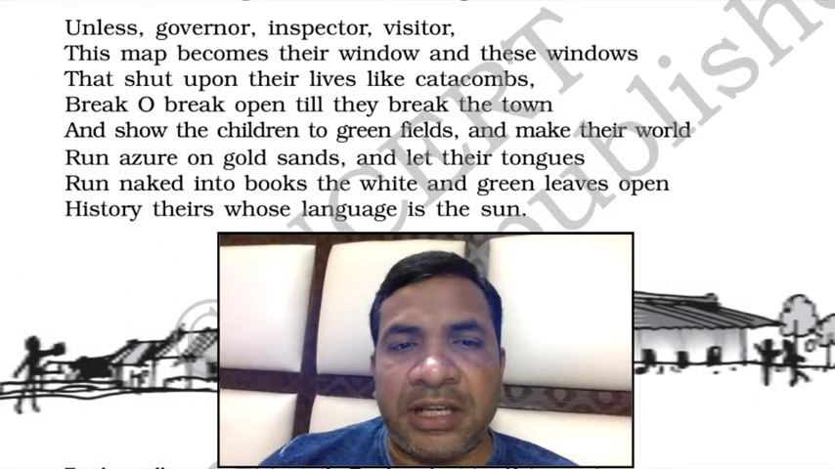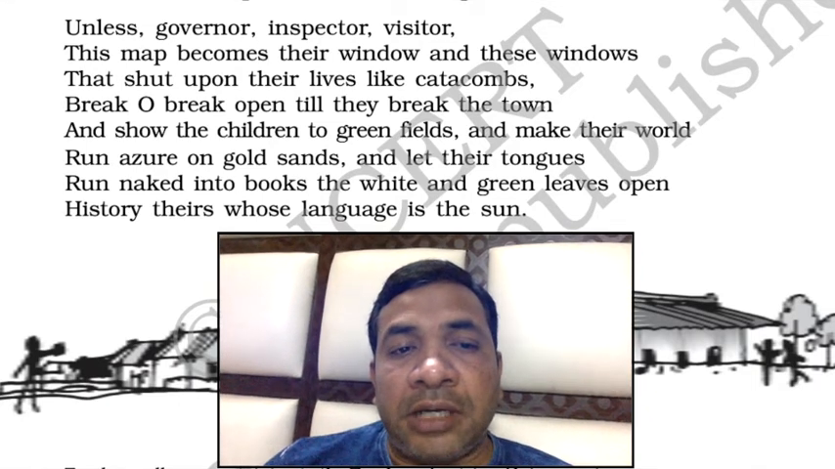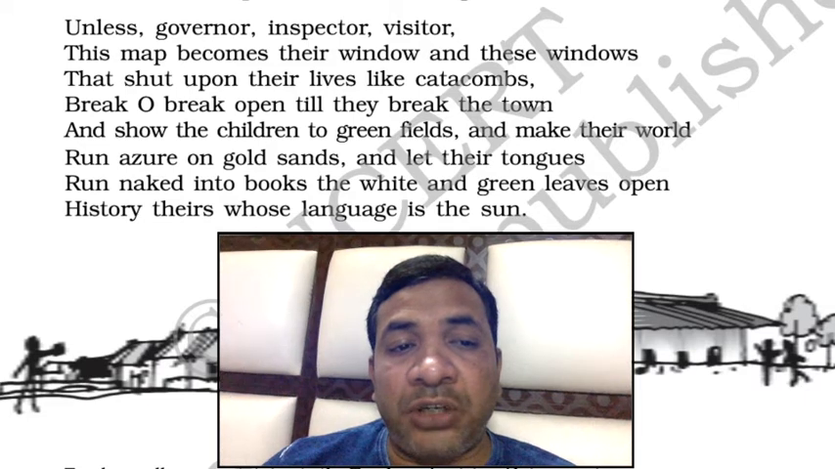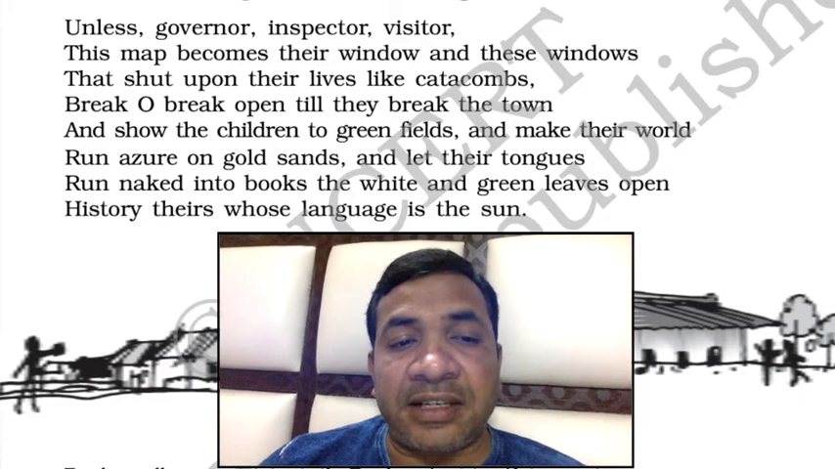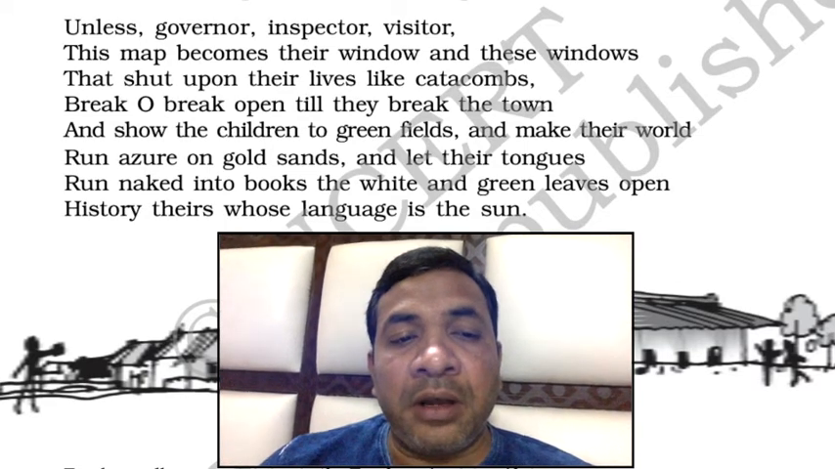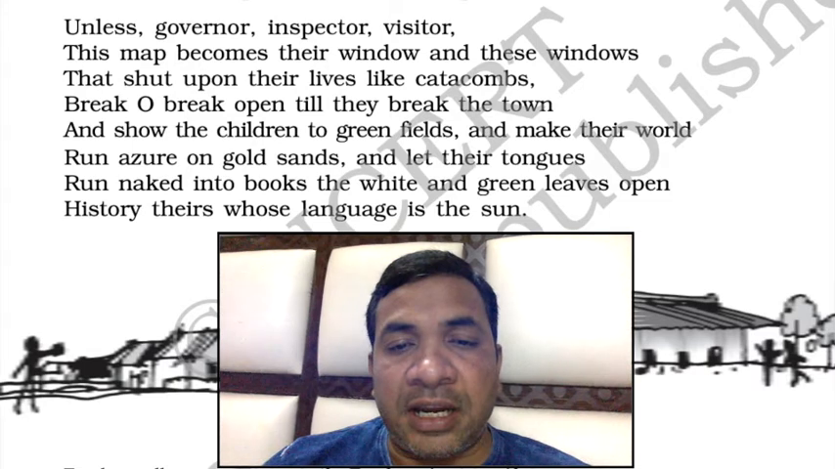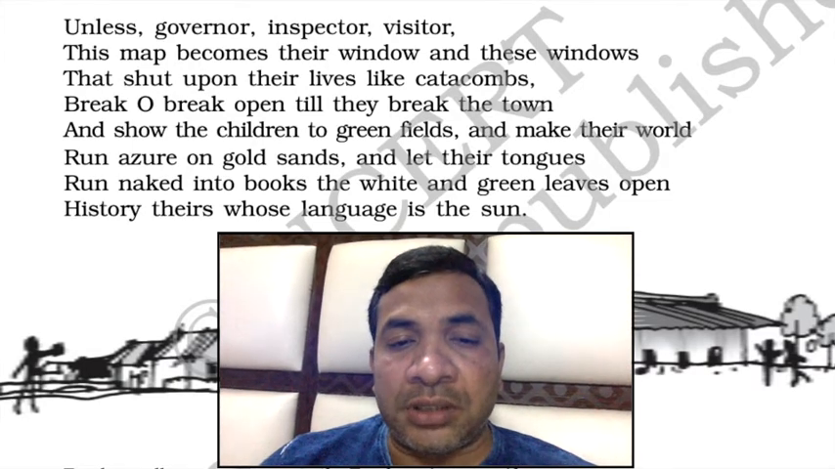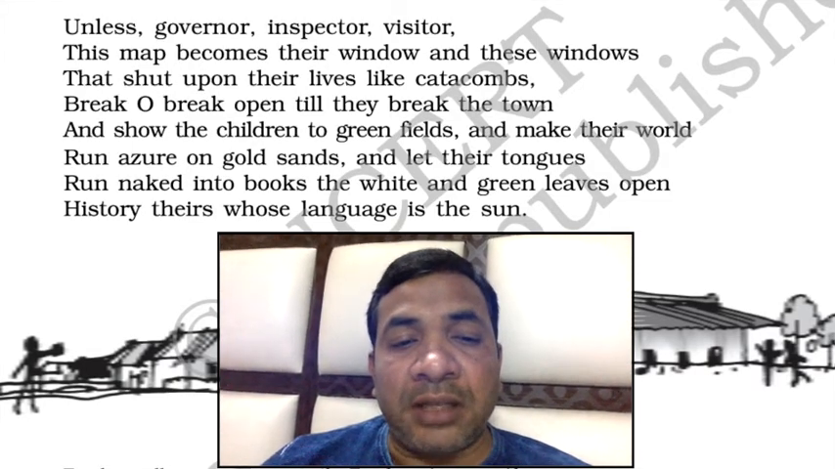So now let us begin with the next stanza. Unless governor, inspector, visitor, this map becomes their window, and these windows that shut upon their lives like catacombs break or brick open till they break the town and show the children to green fields and make their world run azure on gold sands and let their tongues run naked into books, the white and green leaves open, history theirs whose language is the sun.